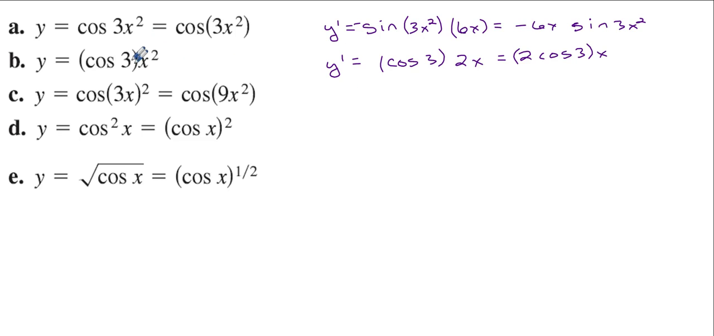Now if there was an x inside this, cosine 3x, completely different problem. It would definitely be a product rule problem. Okay?